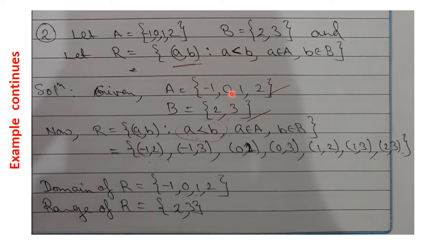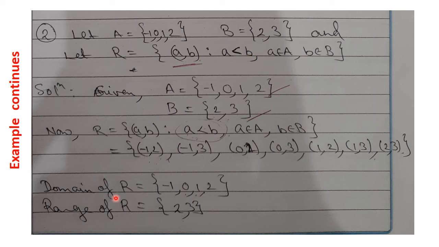So here we saw that A is given, B is given, so we would write down only those ordered pairs for which this condition is satisfied. So here we saw that (-1, 2), (-1, 3), (0, 2), (0, 3), (1, 2), (1, 3), (2, 3). (2, 2) cannot be taken because this 2 is not less than this 2. In fact, they are equal. And here the condition is the first component must be less than the second component.